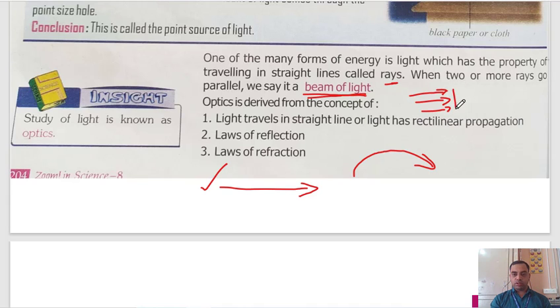Difficult to count. Some bunch of light rays travel together. That is called a beam of light. So optics is derived from the concept. What is optics? Optics is the study of light.